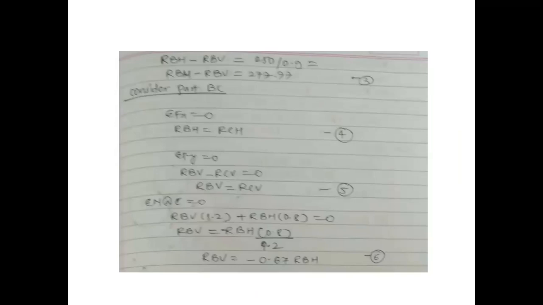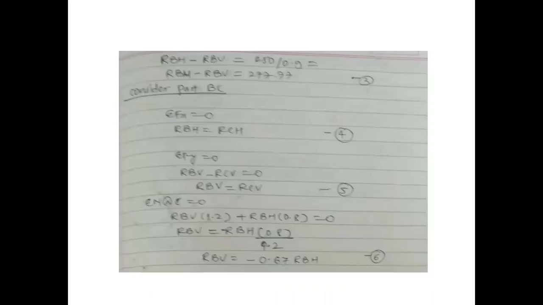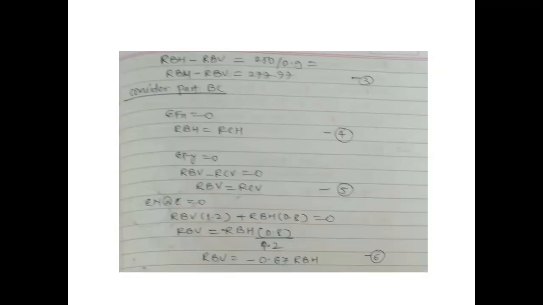So consider part BC now. Summation of x equal to 0. From there also we come to know RBH is equal to RCH. By applying summation of y equal to 0, RBV minus RCV is equal to 0. From that we come to know RBV is equal to RCV. Now we'll take a moment about C. RBV into 0.2 plus RBH into 0.8 is equal to 0. Then here we find one equation in terms of RBV and RBH.